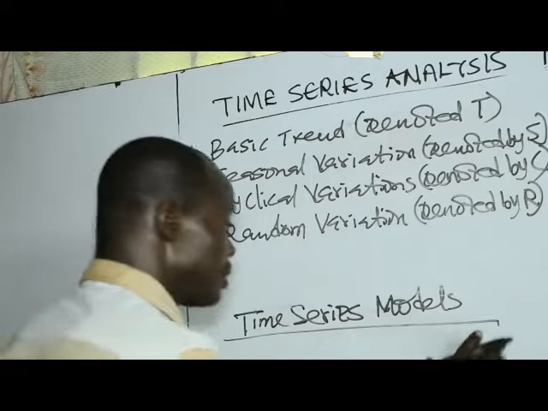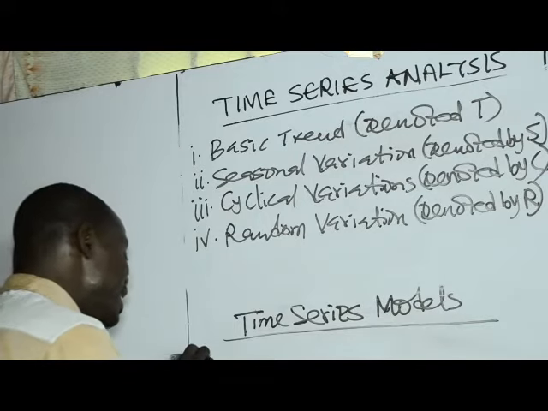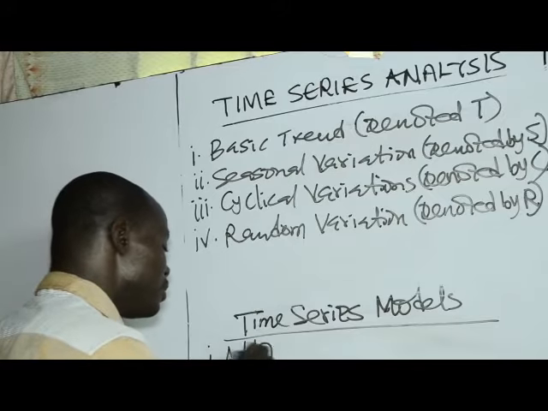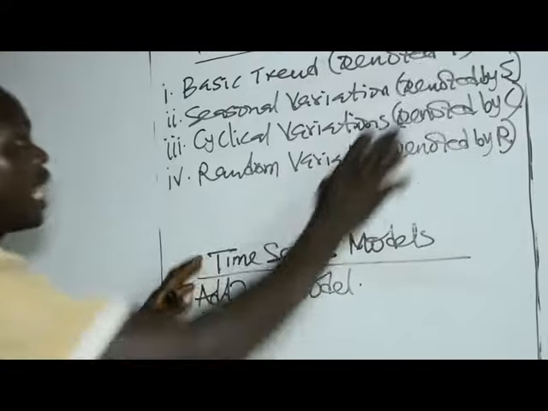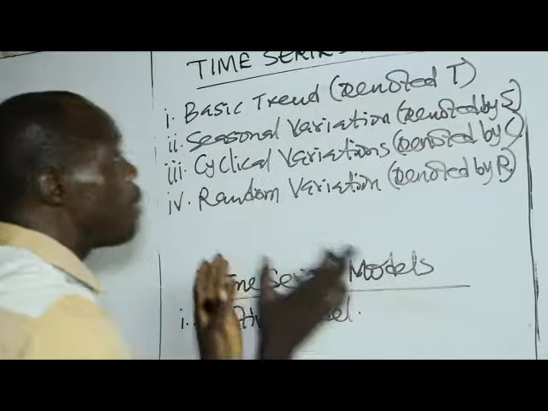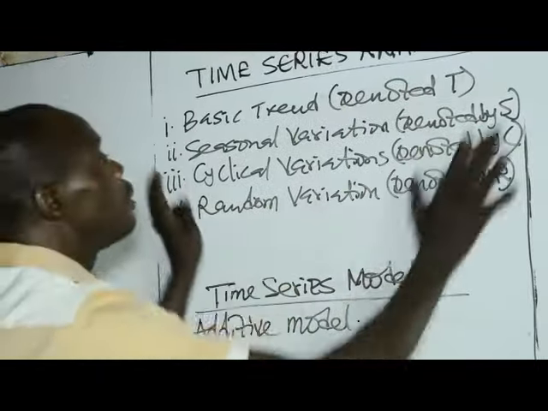There are 2 models used in time series. Number 1 is additive model, from the word addition. So these components of time series, you sum them up. When you sum up the 4 components of time series, the model form is called the additive model. Then we have T plus S plus C plus R. T for the basic trend, S for seasonal variation, C for cyclical variation, and R for the random variation.